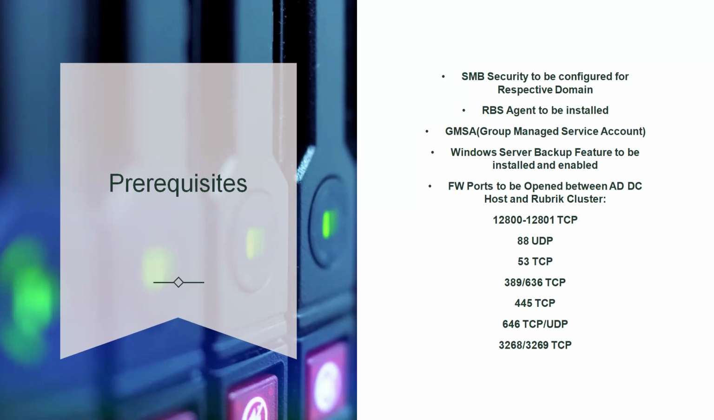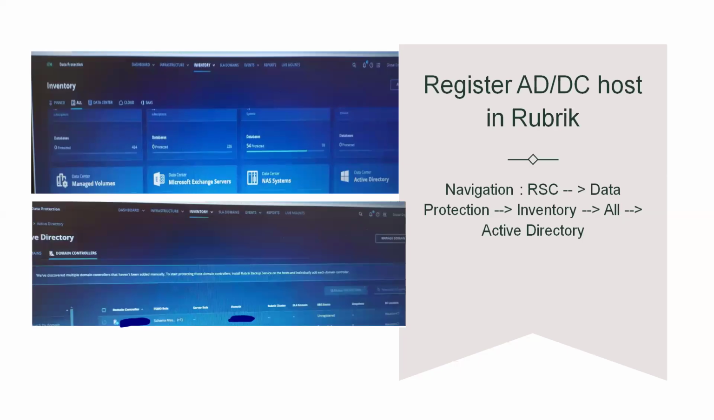A few firewall ports need to be opened bidirectionally between the ADDC host and Rubrik cluster: 12800, 12801, which are RBS ports, and 88, 53, 389, 636, 445, 646, and 3268. These ports should be opened bidirectionally between the ADDC host and Rubrik cluster. Once we are fine with these prerequisites, we are good to configure backup in Rubrik for ADDC.